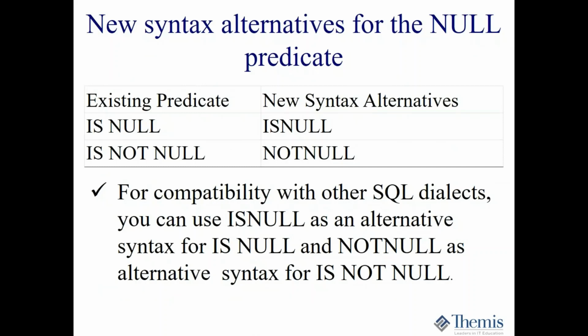All right. We also have a new syntax alternative for the null predicate. So instead of saying IS NULL as two words, you can make it one word, ISNULL, in your syntax. So I can select where column ISNULL. And NOTNULL is the new syntax alternative for IS NOT NULL, for compatibility across the various SQL dialects, where you can say column NOTNULL instead of IS NOT NULL. So those are supported now, which makes easier transition of your SQL across platforms and dialects.